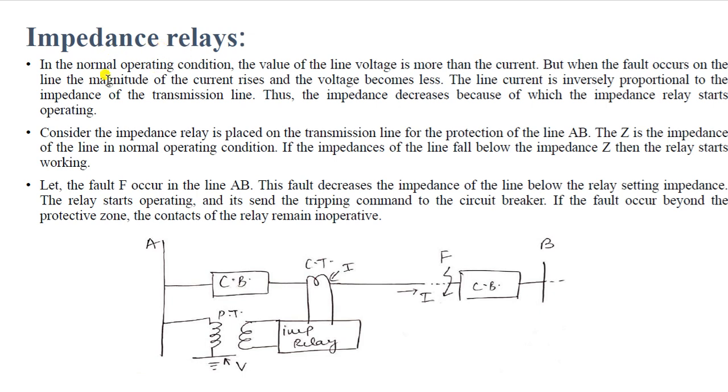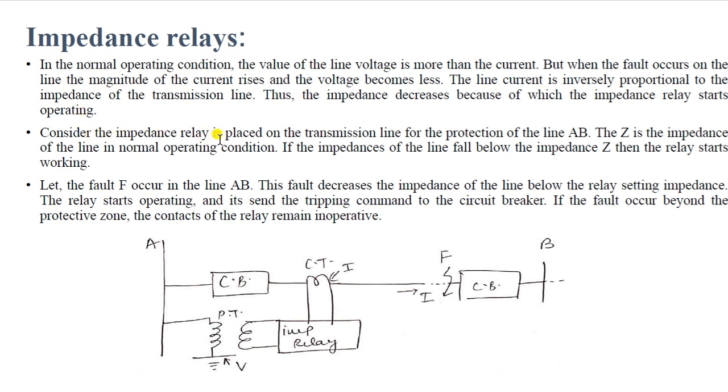First, the impedance relay. In the normal operating condition, the value of the line voltage is more than the current. But when a fault occurs on the line, the magnitude of the current rises and the voltage becomes less. The line current is inversely proportional to the impedance of the transmission line. Thus, the impedance decreases, because of which the impedance relay starts operating.